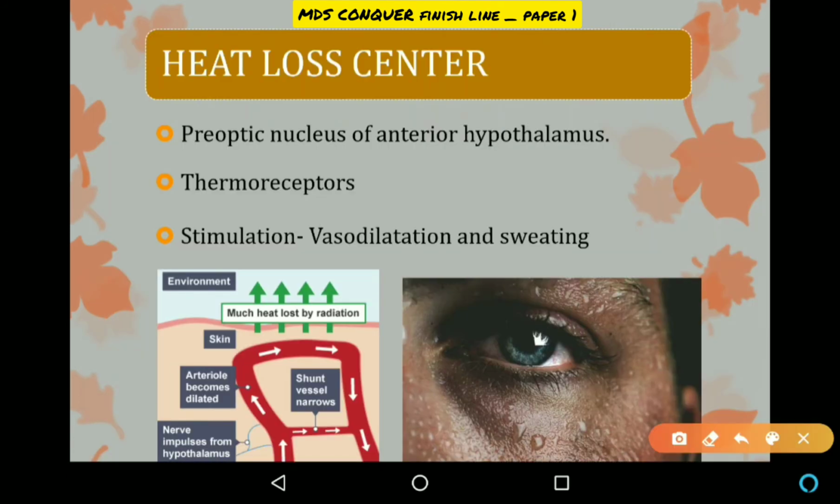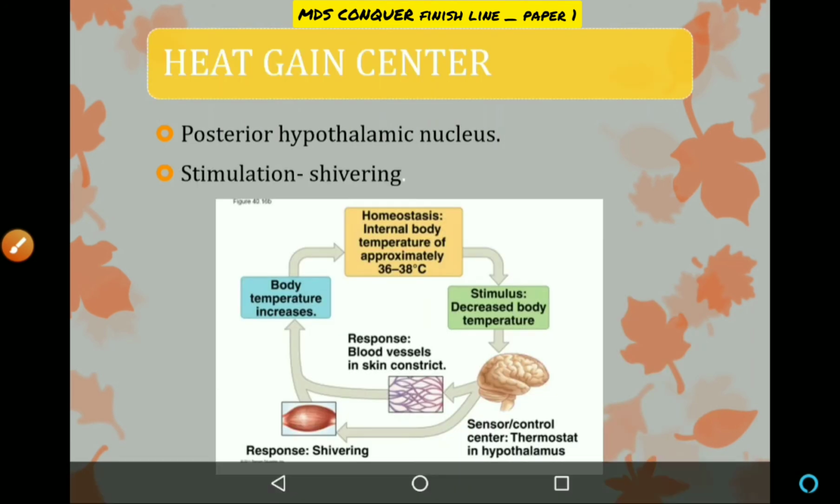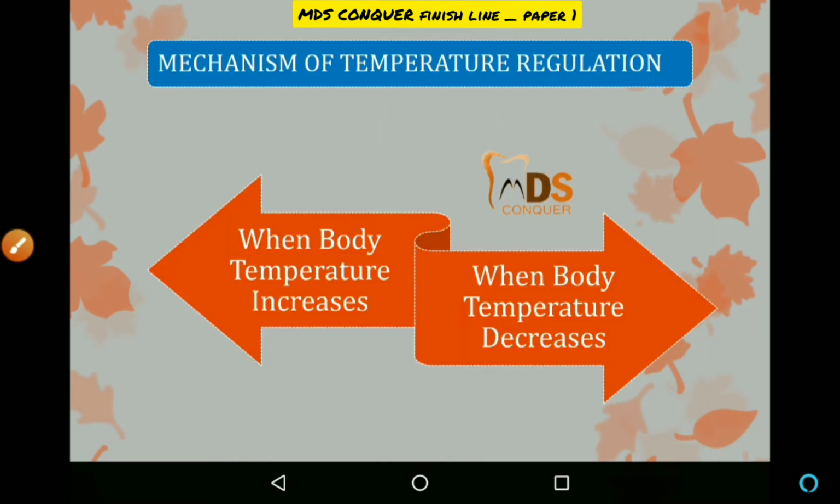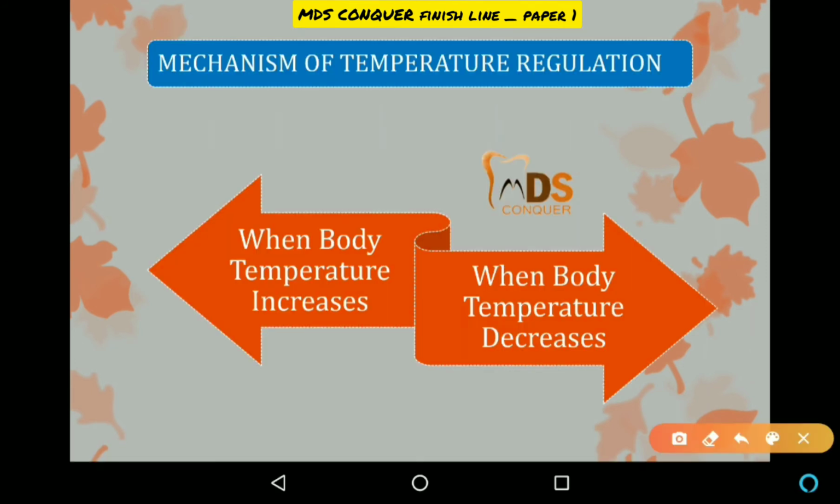Then coming to the heat loss center, this is because of the preoptic nucleus of the anterior hypothalamus. The heat gain center is the posterior hypothalamus. You can mention these nuclei and centers in your examination if temperature regulation is asked.